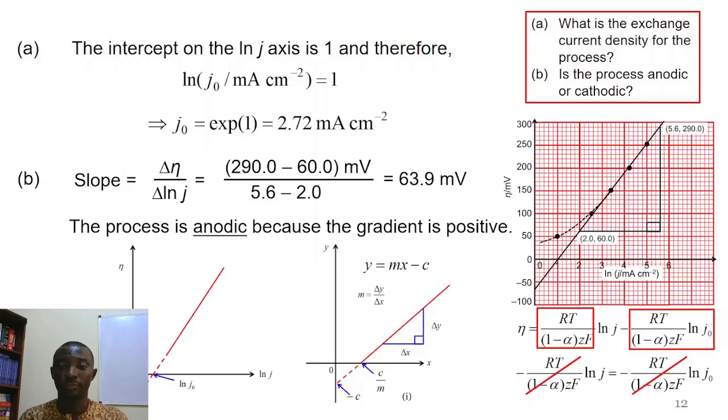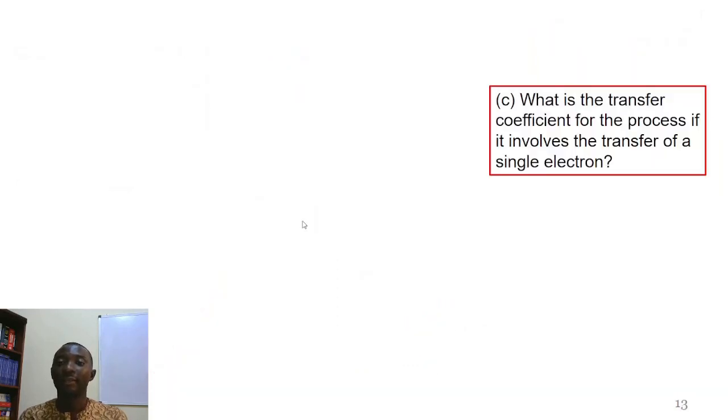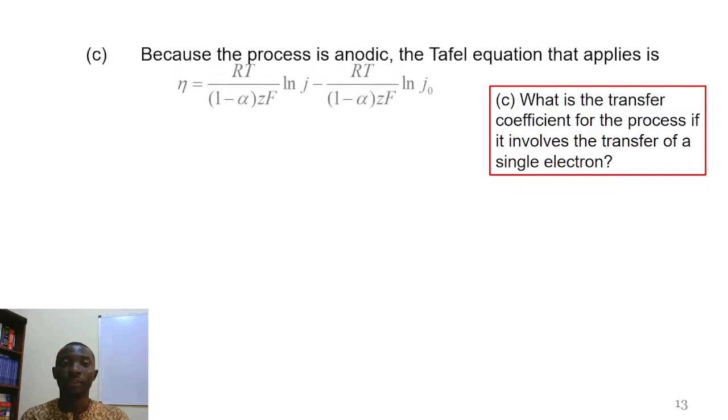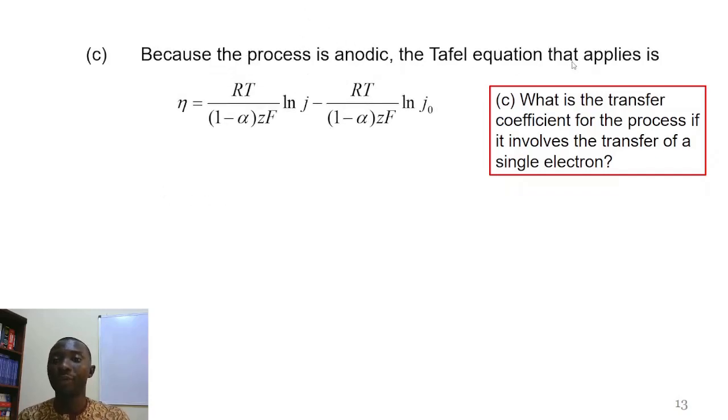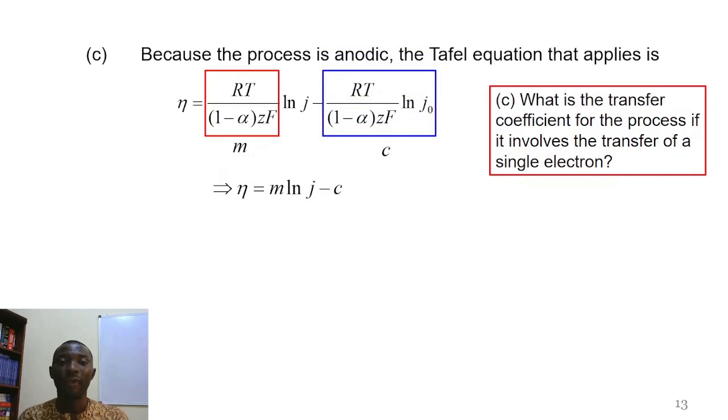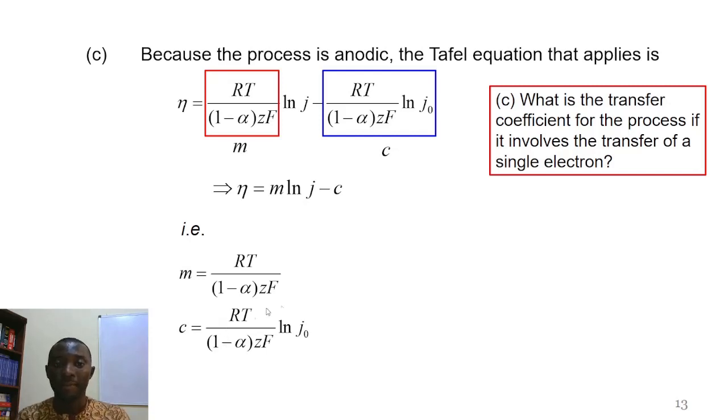Next, it says, what is the transfer coefficient for the process if it involves the transfer of a single electron? Because the process is anodic, the Tafel equation that applies is this one. And that is M, that is C. If we write the equation in terms of M and C, we have this. That is, M is equal to this and C is equal to this. So, to obtain the transfer coefficient, this is the term that has the transfer coefficient, as well as this. Whereas we know this, but we don't know this, and we can find this from the gradient of the plot.